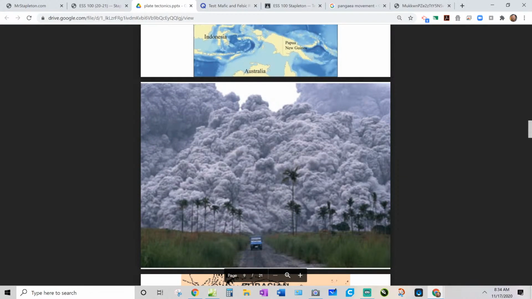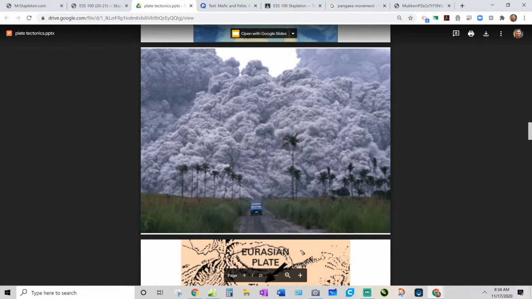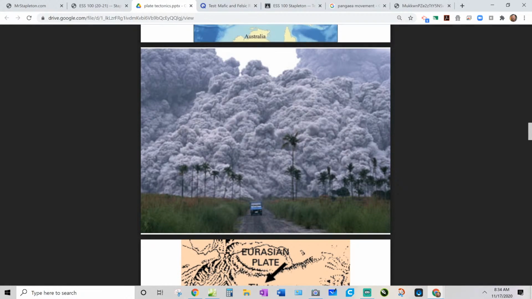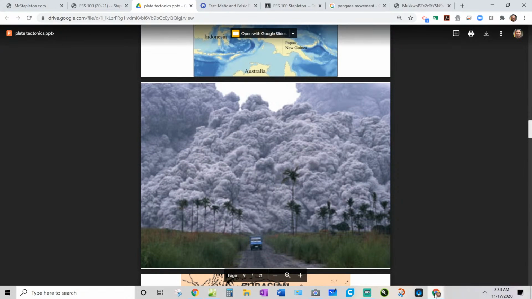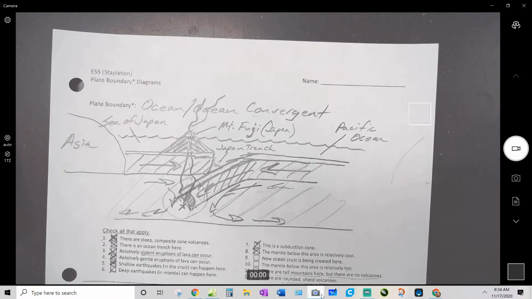And here's an explosion of a volcano on Japan. So the volcanoes can be gentle and they can be explosive. And this was an explosive one. This was Mount Unzen. We're going to watch a video with some French volcanologists, and they actually got killed in this eruption. That cloud covered them up. All right, so let's go on to the next one.